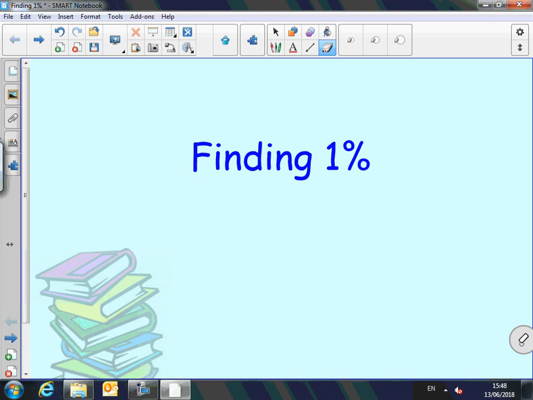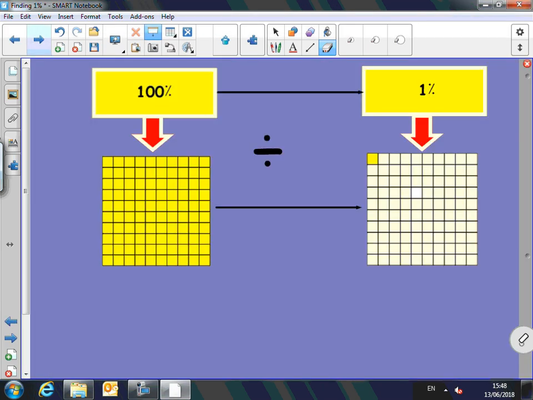Finding 1%. So on the board, on the left-hand side, I have 100 small yellow squares, and that represents 100%. On the right-hand side, I have one of those squares highlighted in yellow, and that represents 1%, which is 1 out of 100. So to go from 100% to 1%, all we need to do is divide by 100.